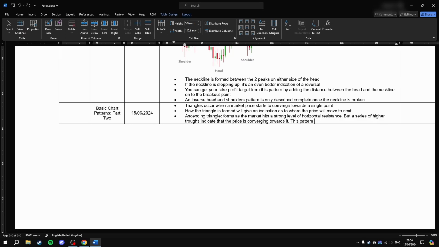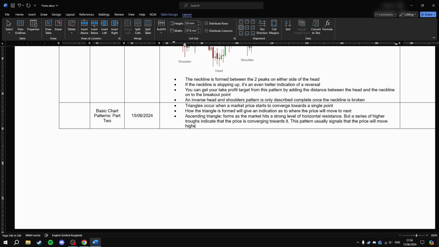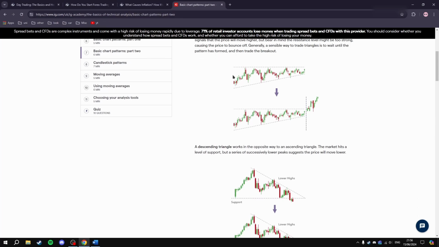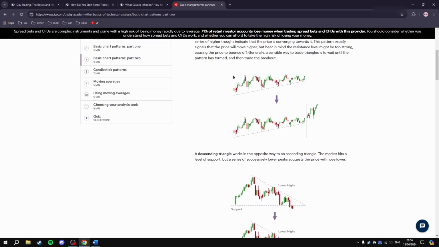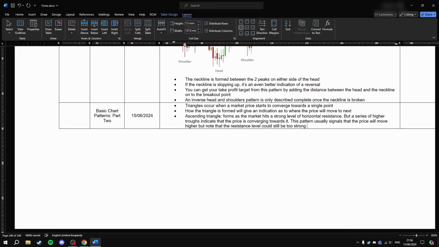So this pattern usually signals that the price will move higher, but note that the resistance level could still be too strong and cause the price to bounce off.